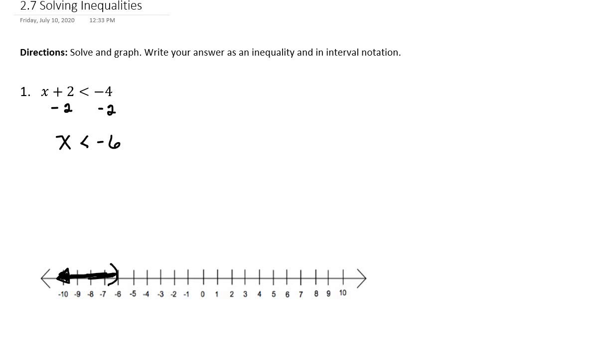So when I write my interval notation, I'm looking at my graph from left to right. As far left as I go is -infinity, and as far right as I go is -6. And remember that I need a parenthesis here at the end of my interval notation by this -6 because there's a parenthesis on the graph.